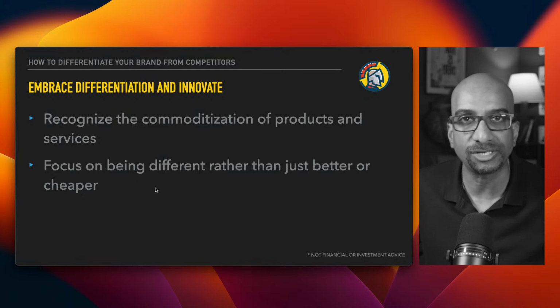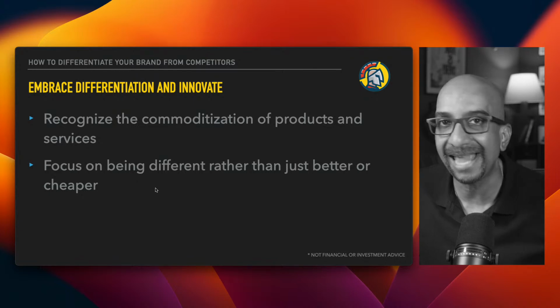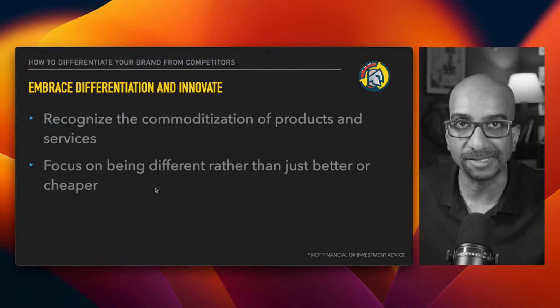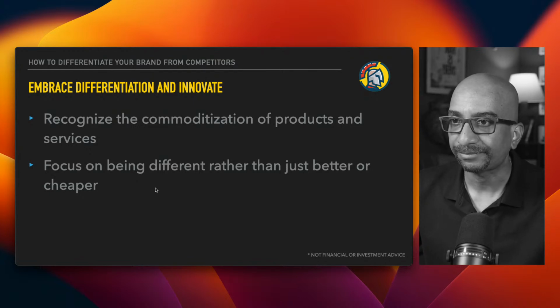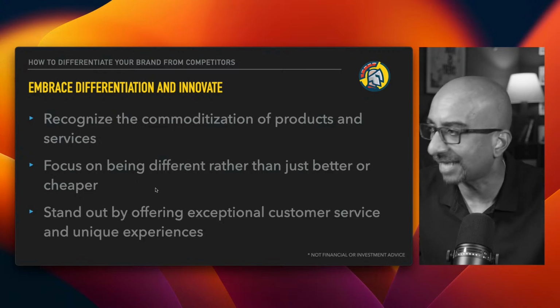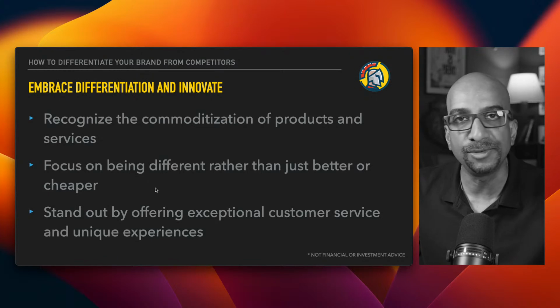Not how can I charge less so that I can get market share, because your market share will be taken easily when someone else underprices you. So that is the whole kind of ethos of differentiation, brand strategy, brand stories, and things like that. Stand out by offering exceptional customer service and unique experiences.